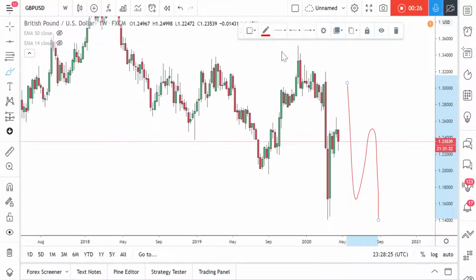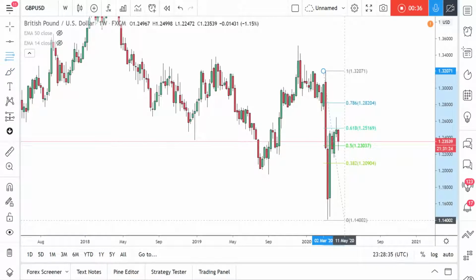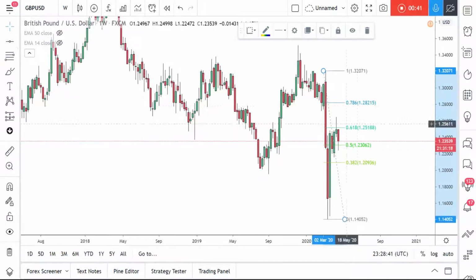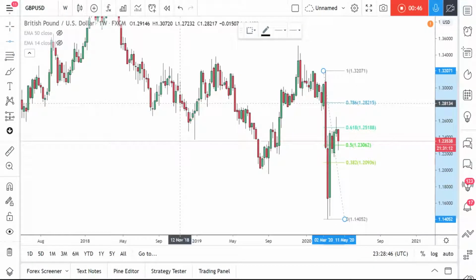So if we were to take our Fibonacci retrace from the high to the low, what we notice here is that markets were rejected by the 0.618 Fibonacci level. So now we draw in a level of structure just as added confluence.